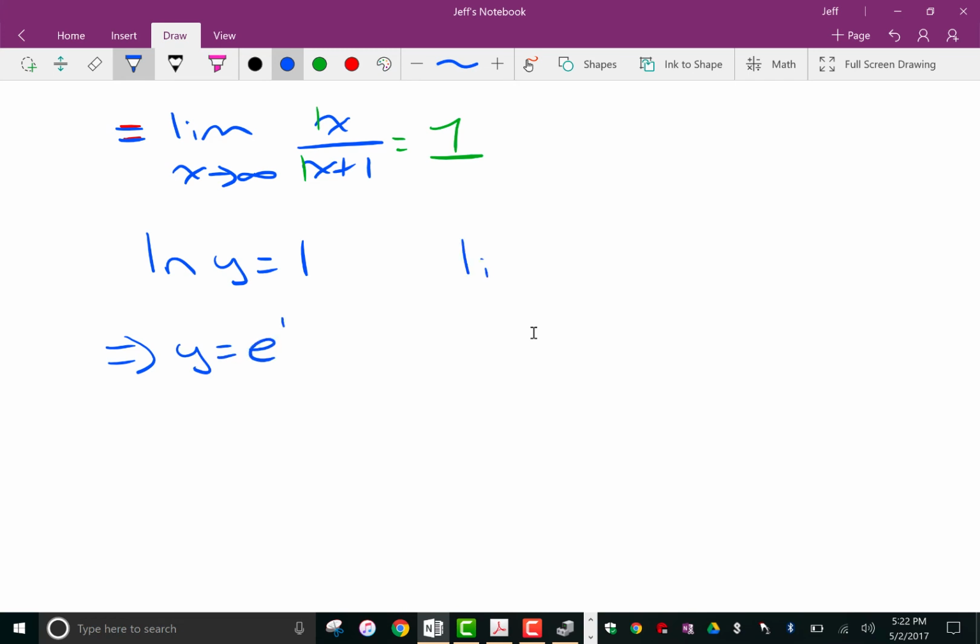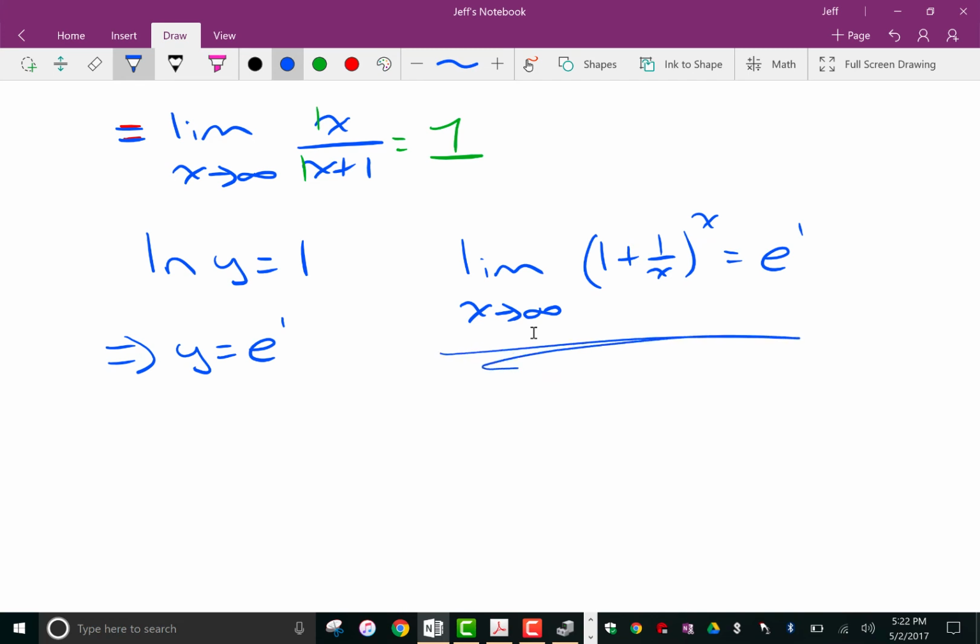So my original question, what is the limit as x approaches infinity of (1 plus 1 divided by x) raised to the x power? The answer is e to the 1. Wow. You guys should probably do some homework.